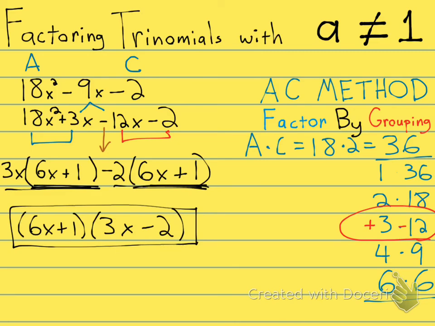And if you FOIL it out, you're going to see that the first two will give you the 18x squared. The outer two will give you the minus 12x. The inner two will give you the 3x. And the last two will give you the negative 2. That's how we do it. Split up the middle term and then factor by grouping.